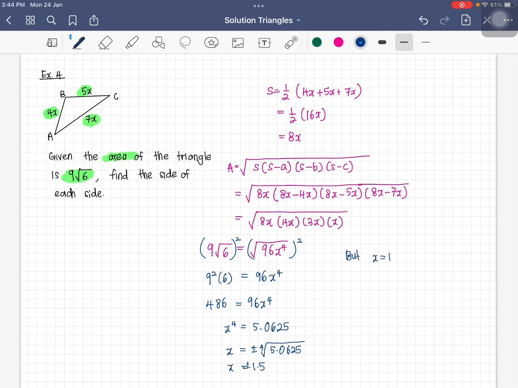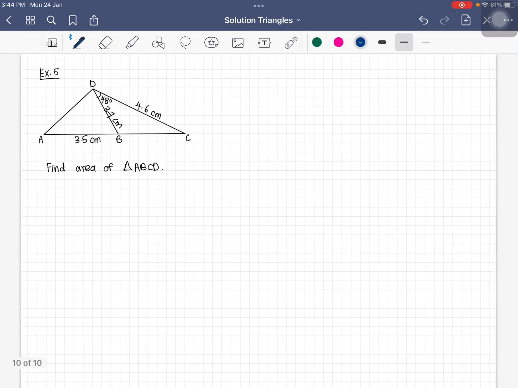x is 1.5 only. Why? We do not consider the negative part of the length in this case. So to find each side, AB is given by 4 multiplied by 1.5, you get the answer. BC, you multiply 5 with 1.5, you get the answer. And finally, you can find AC, which is given by 7 multiplied by 1.5, and you get the answer. I'm not going to show the full solution here. Let's look at the last one here.